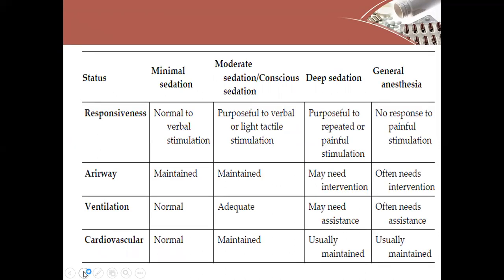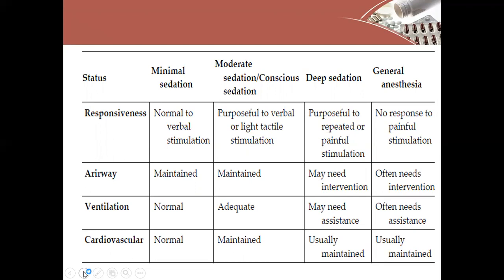So there are certain statuses and responsiveness. There are certain vitals which we check when giving minimal sedation, moderate sedation, deep sedation, and general anesthesia. We will see the differences in responsiveness, airway, ventilation, and cardiovascular system. For minimal sedation, the response is normal to verbal stimulus. The child or the patient will definitely respond to verbal stimulation, the airway is properly maintained, ventilation will be normal and cardiovascular signs will be normal.